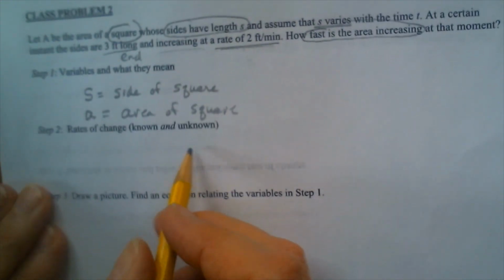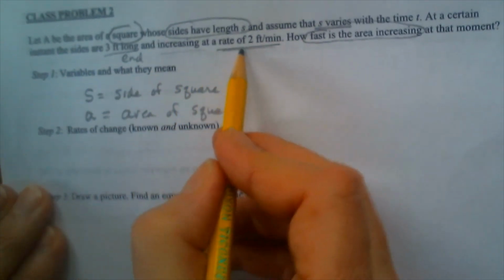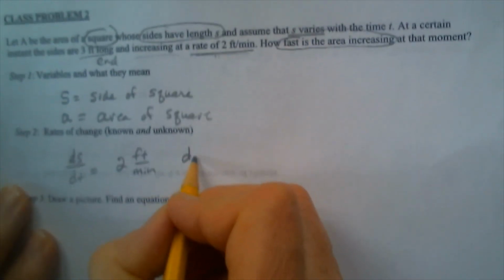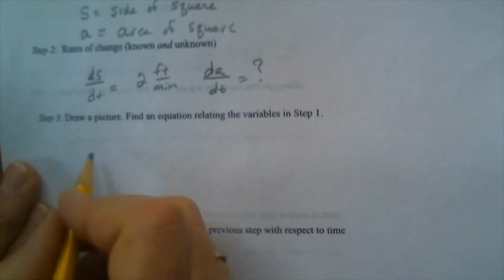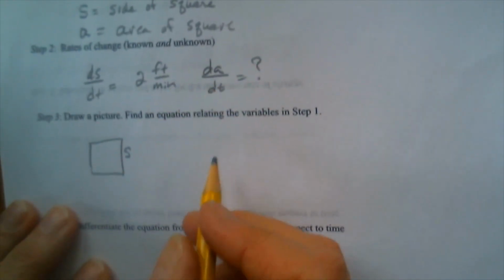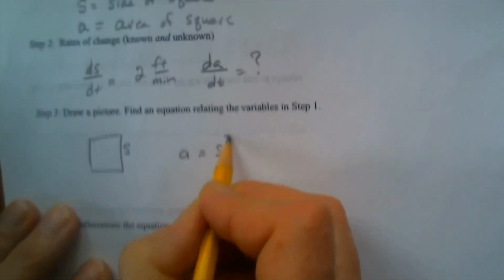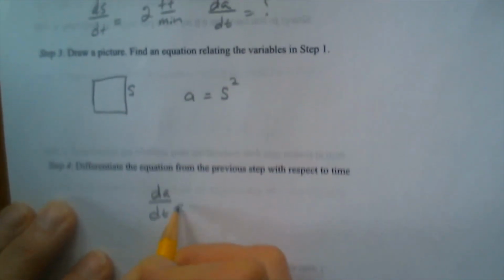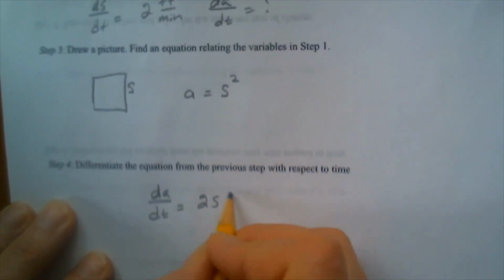The rates of change, they tell us that the ds/dt is 2 feet per minute. And what they're asking for is the rate of change of the area, so dA, the change in area over time, that's our unknown. So draw a picture. All we have to do is draw a square, put an s here, and relating sides to the area, area is equal to side squared for a square. So we take the derivative of that equation. The derivative of A is dA/dt. The derivative of s squared is 2s ds/dt.